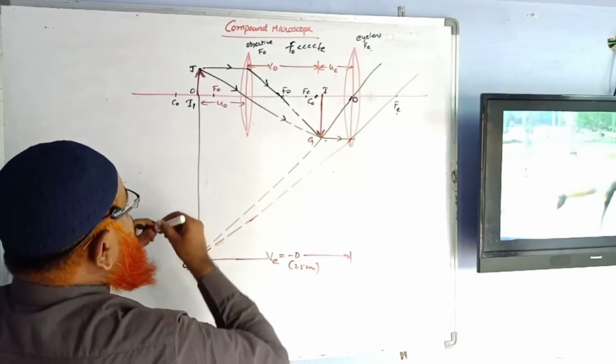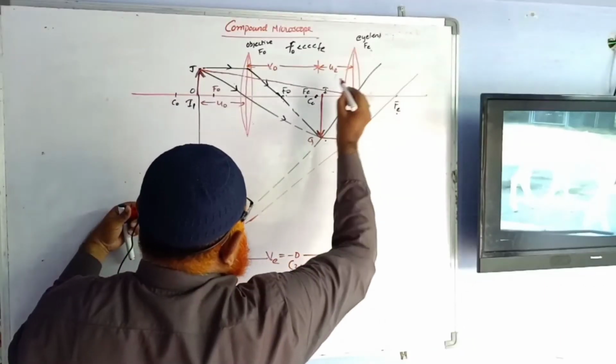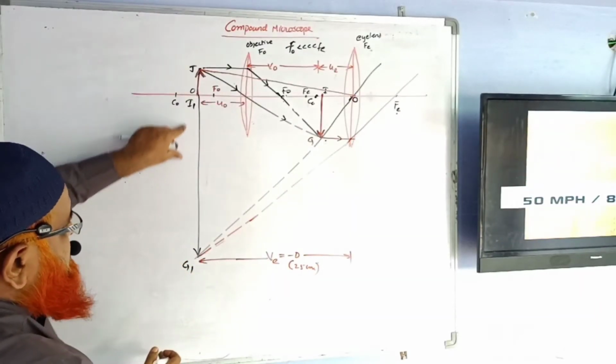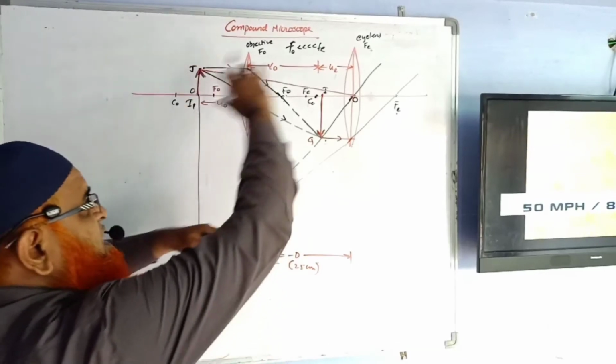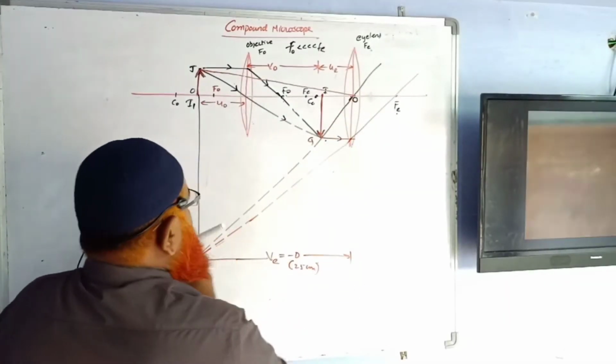Now I am drawing one line to measure the angular magnification. I will draw one dotted line which is touching the optic center. There is already one line which is passing through the image. So this is the first object, and this is going to be the final image for the total construction of this compound microscope.